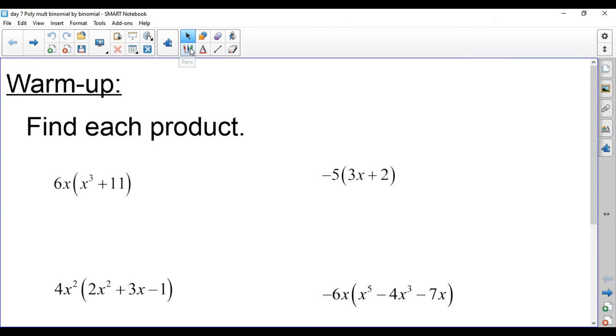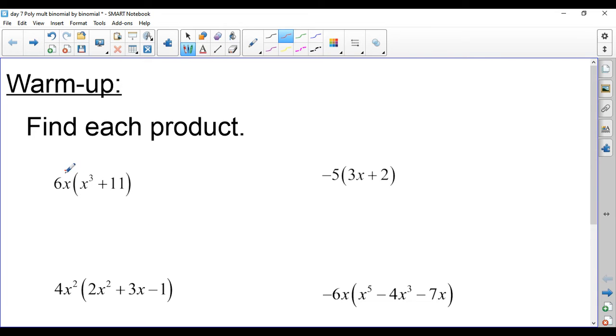For today, we're going to expand our polynomial multiplication. What we did the last couple days was find a product when you had a monomial on the outside of parentheses and either a binomial or trinomial or even more terms on the inside. But one of them was a monomial.